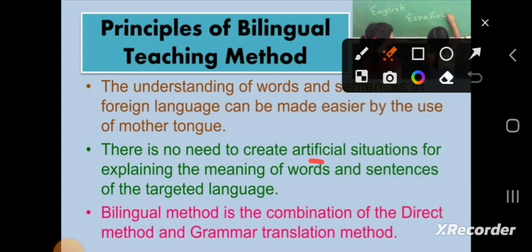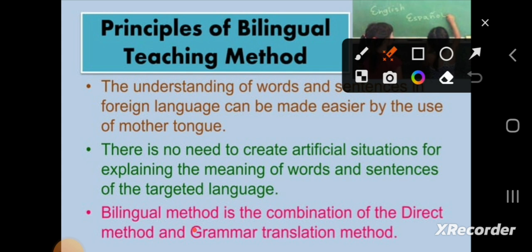Next, there is no need to create artificial situations for explaining the meaning of words and sentences of the targeted language. Unlike the grammar translation method, which often involves artificial context and rote memorization of grammar rules and vocabulary, the bilingual method emphasizes using the native language to explain and clarify meaning in a more practical and contextualized way. This helps avoid the creation of contrived situations and promotes a more intuitive understanding of the target language.